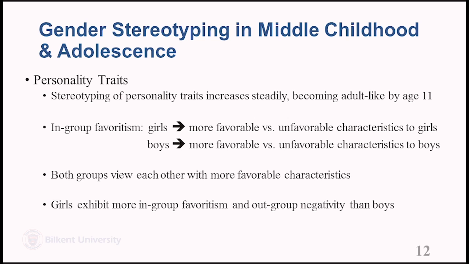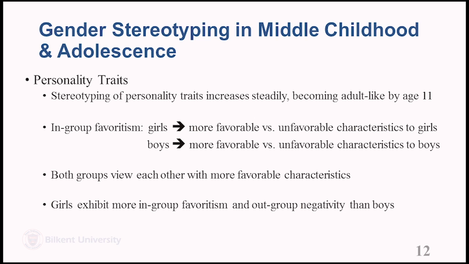Okay, and so gender stereotyping in middle childhood and adolescence, we see changes. Stereotyping of personality traits increases steadily, becoming adult-like by age 11. And we see from kindergarten to second grade, in-group favoritism start emerging, where girls think that other girls have more favorable characteristics, and boys believe that boys have more favorable characteristics, so this is in-group favoritism.